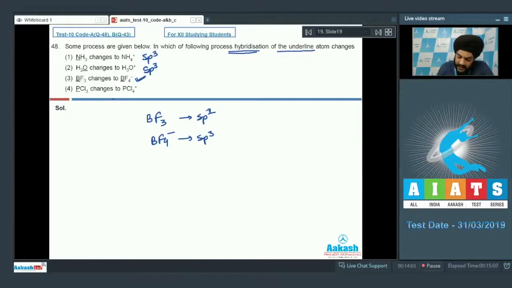And if you talk about the fourth option, this is also incorrect, students. In both the cases, the hybridization of phosphorus is sp3. So if you look at the options, we can clearly see that we have to select the third option as the correct answer to this question. Let us look at the next question.